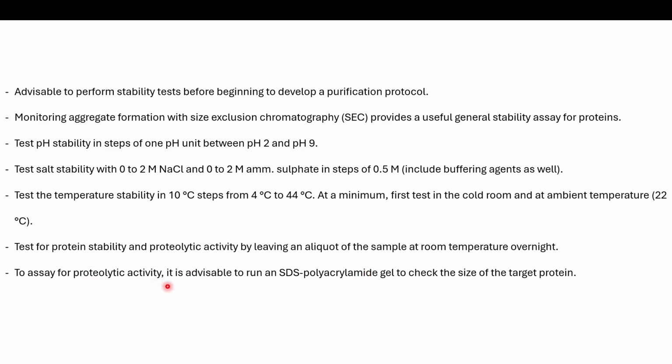Now, to assay for proteolytic activities, it is advisable to run an SDS polyacrylamide gel to check the size of the target protein. Okay.